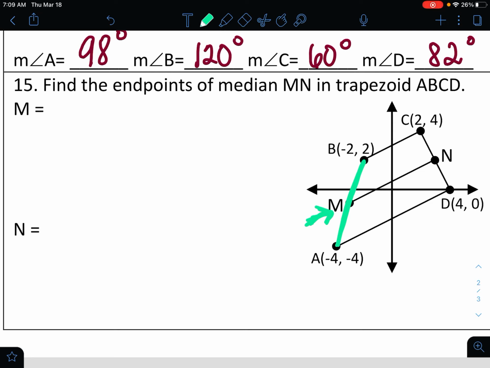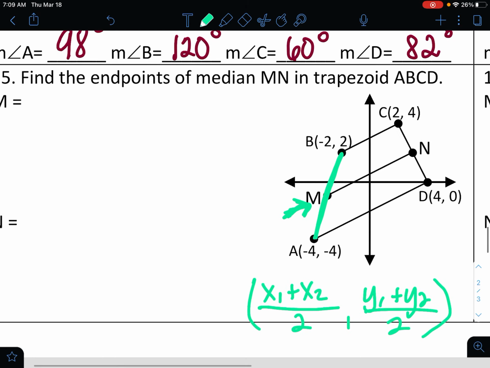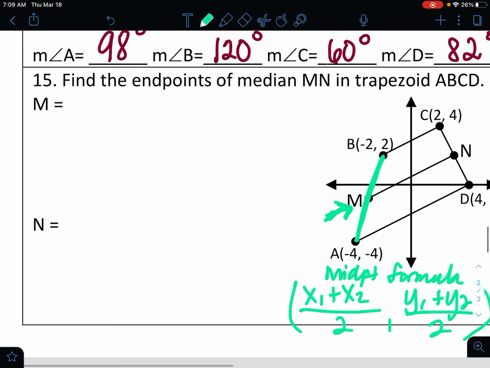Do you remember it? For the midpoint formula, I'll just write it down here. We have x1 plus x2 over 2, and then y1 plus y2 over 2. So we're trying to find the middle. Okay, so that's the midpoint formula. All right, so for M, it's between B and A.